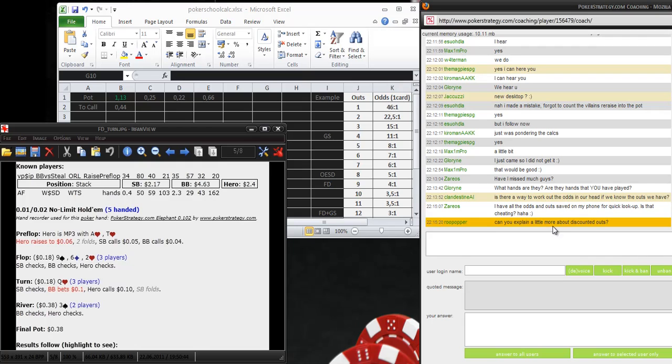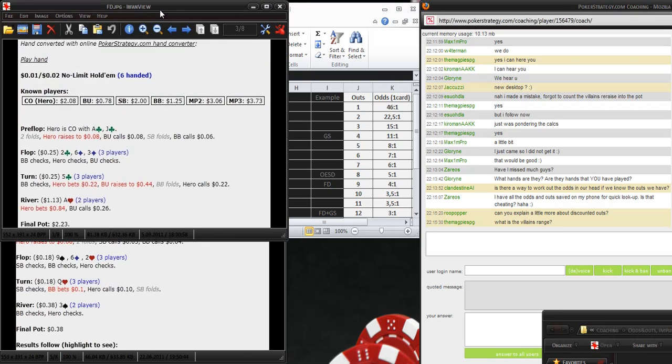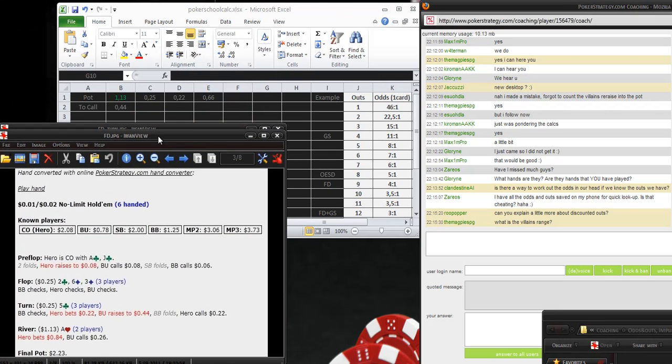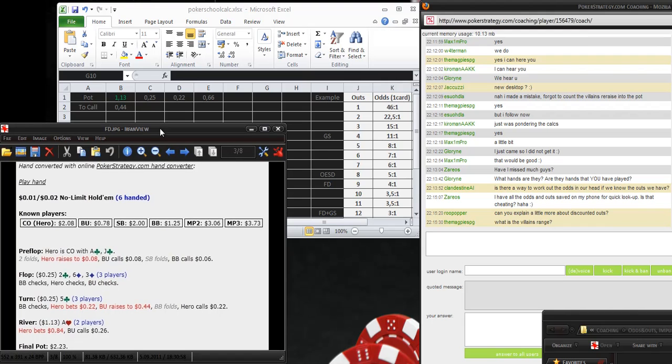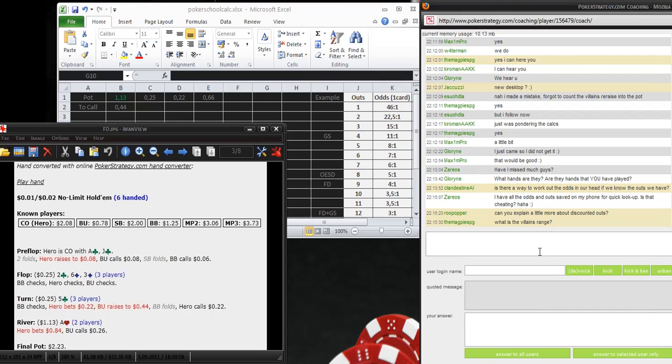Can you explain a little bit more about discounted outs? Okay, I could. Let's take the last hand, which you had, Ace Jack, and in this case you see you have a flush draw on the turn. And now the question is, what kind of cards do we have to discount here, and why? Could you explain it?